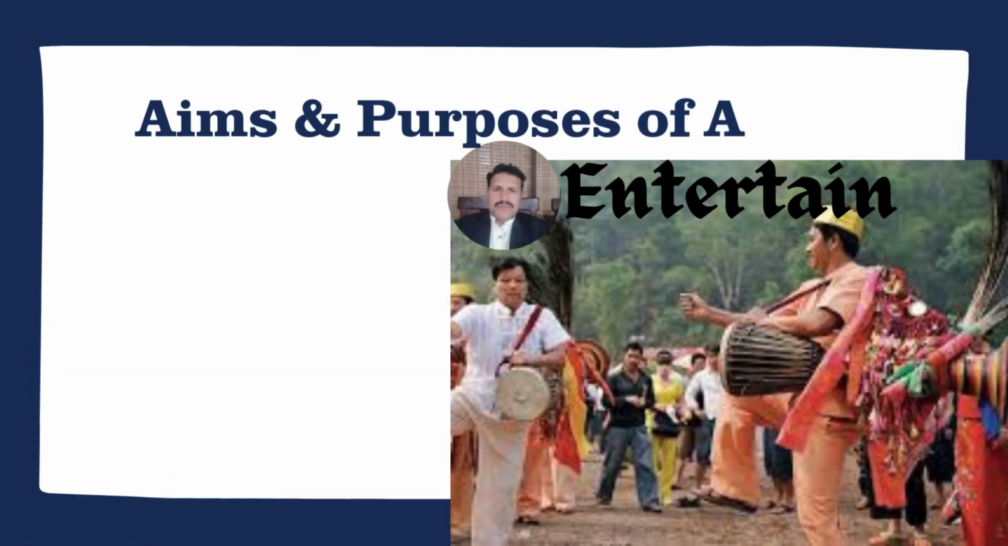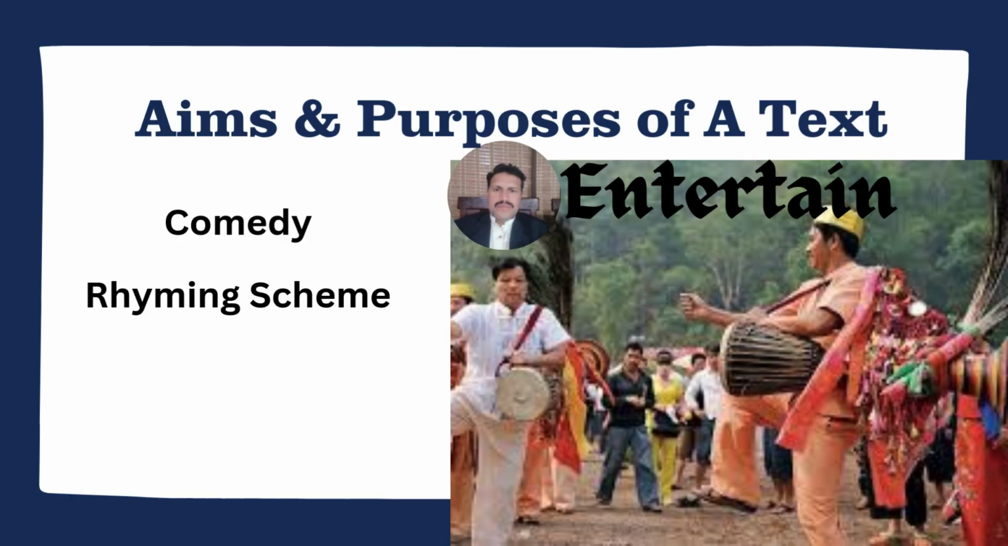The second aim of a text is that it entertains us. It entertains us through comedy, humor, satire, irony, and other humorous things. And then the rhyming scheme in poetry is very entertaining, and delights the reader a lot. And then there are the adventures in adventurous stories and different historical stories, which also entertain us.